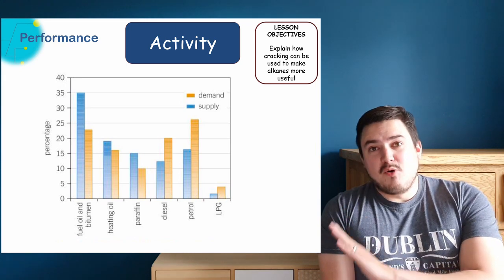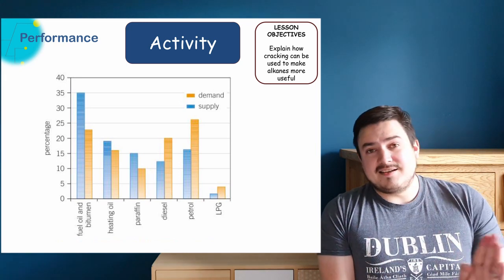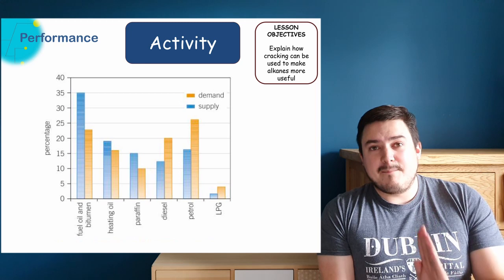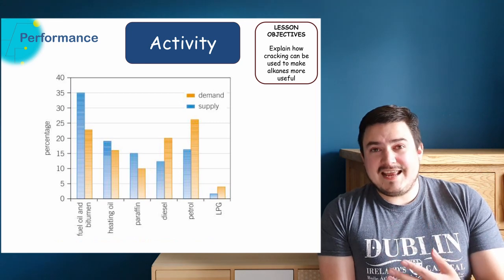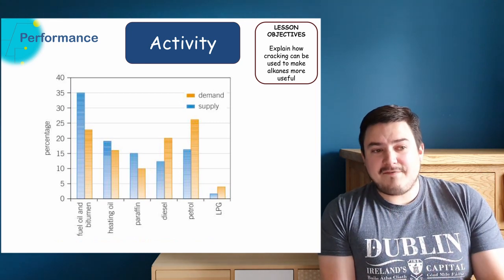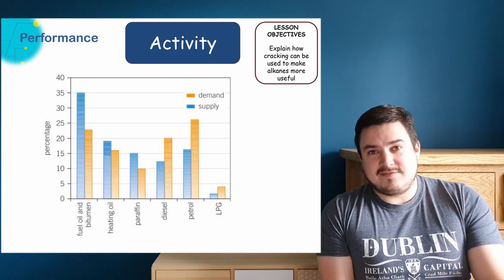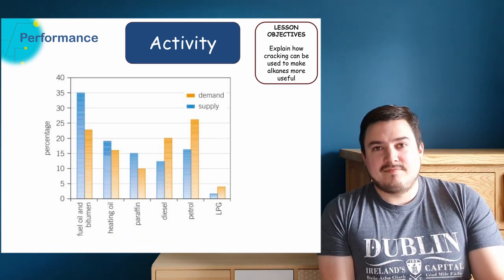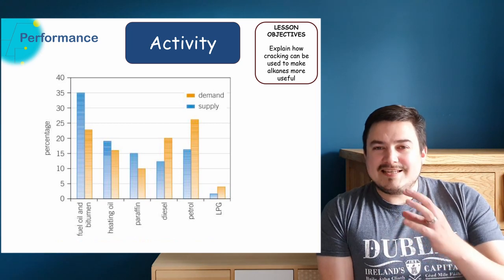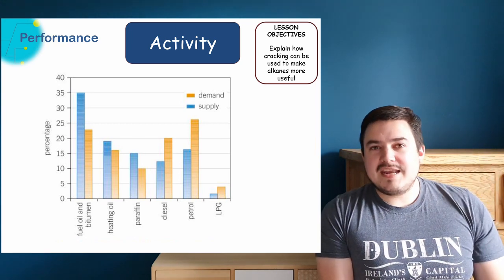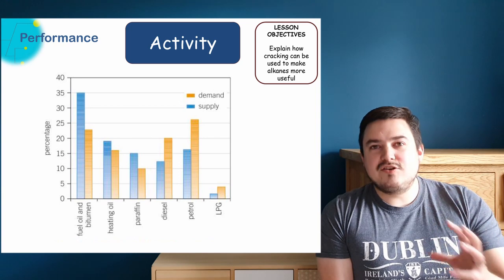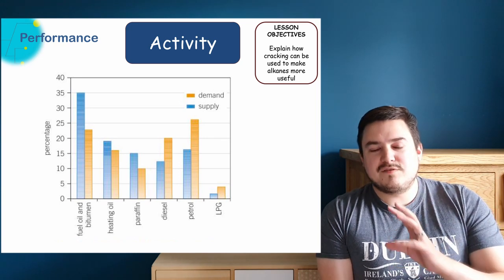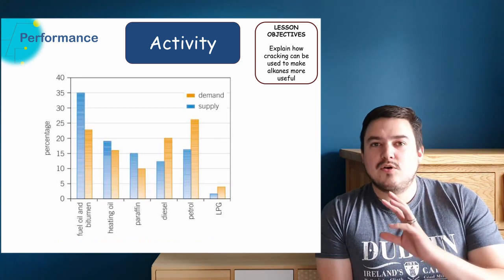LPG is a smaller molecule, and as we move to the left-hand side of this graph, these molecules get bigger and bigger and bigger. And you can see clearly that the bigger molecules on the left, there is excess of these. There's too many of these. We don't need as many as we have. Usefully, we can take the extra that we don't need and we can make them into shorter molecules for us to use through a process called cracking.